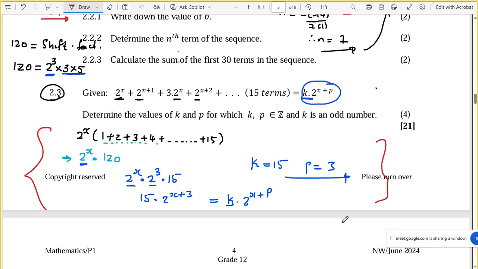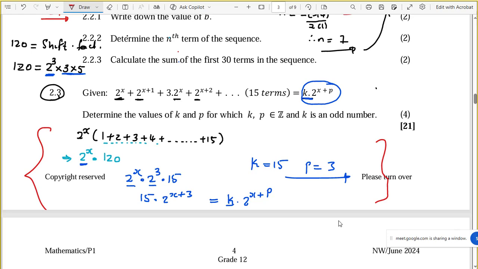Sir, can you please explain how you got k equals 15, p equals 3? Like as in the standard. I don't know if you divided or multiplied to get it. How I got what? How you got k equals 15 and p equals 3.